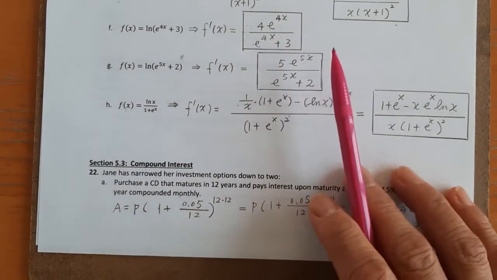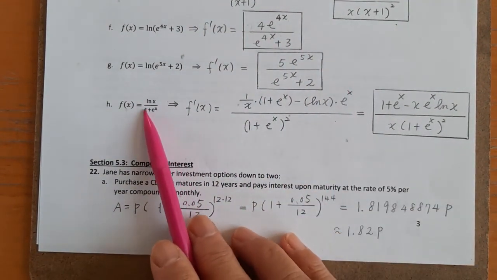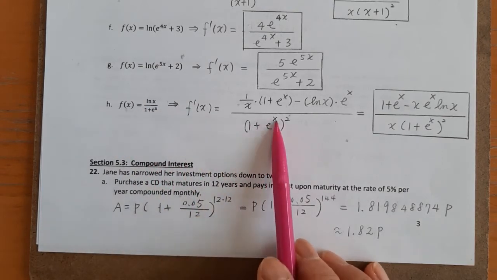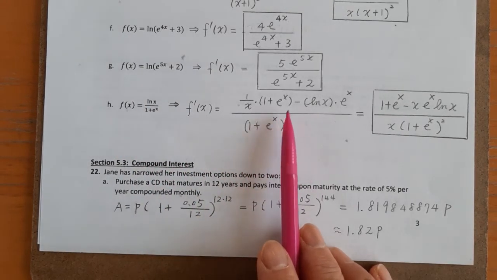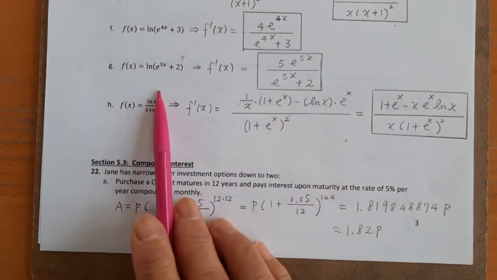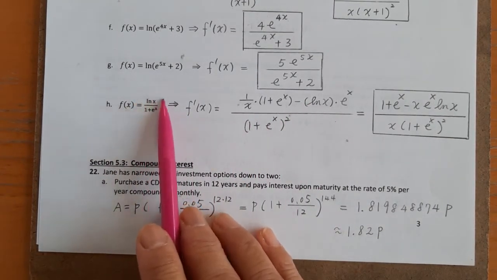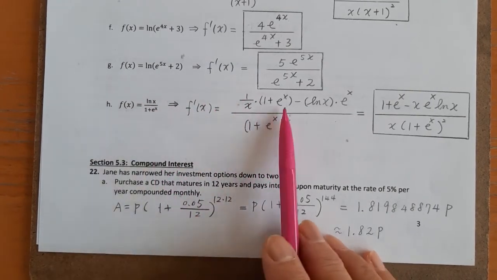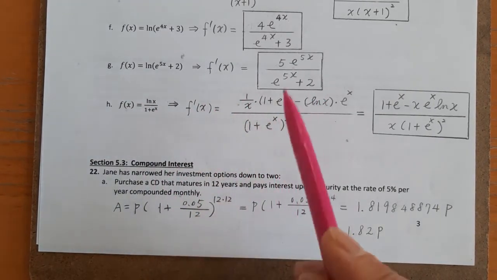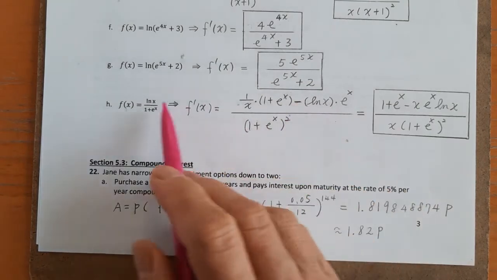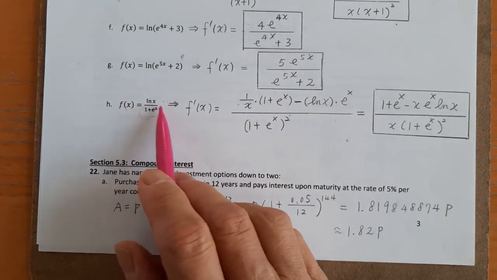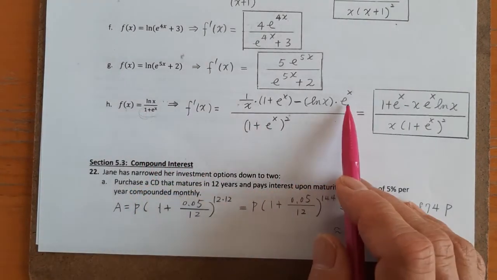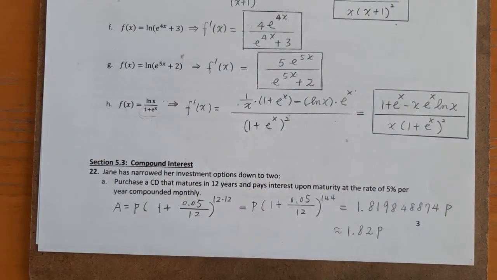Then h, also quotient rule. Denominator squared, denominator 1 plus e to the power x, squared. By the quotient rule, it's f prime times g. Numerator f prime, ln x take derivative is 1 over x, times denominator 1 plus e to the power x. Then minus numerator ln x times denominator take derivative: 1 take derivative is 0, plus e to the power x take derivative is e to the power x.